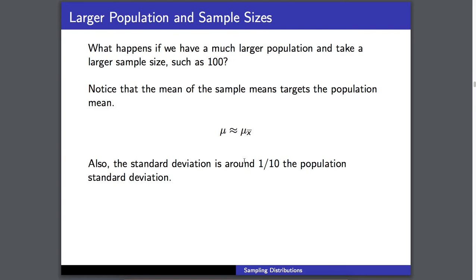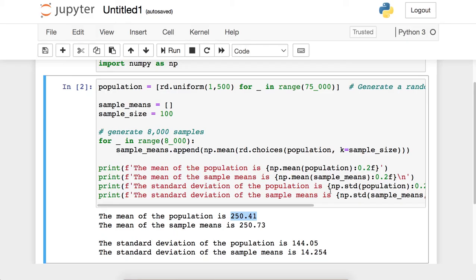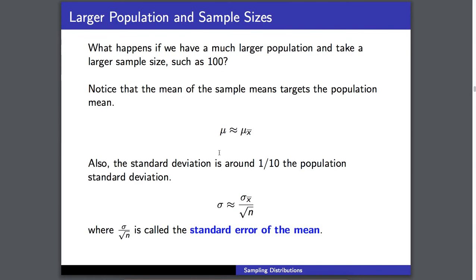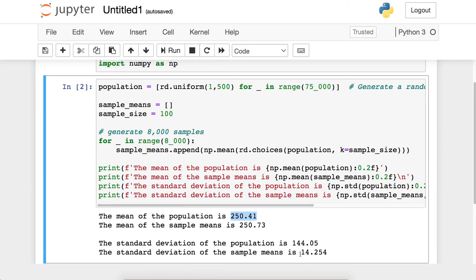Also, the standard deviation is around 1/10 of the population standard deviation. This 14 and a quarter is about 1/10 of 144.05. For that, we take the standard deviation of our sample means, this sigma here, and if we multiply it by the square root of our sample size, it's going to target what the population standard deviation is. In this case, we took sample sizes of 100, and the square root of 100 is 10. So we can see that the standard deviation of the sample means is about 1/10 of the standard deviation of the population.